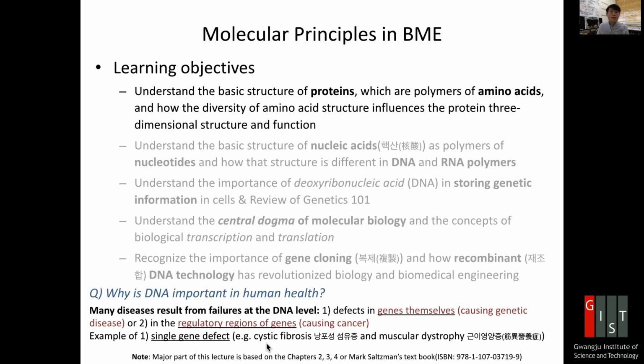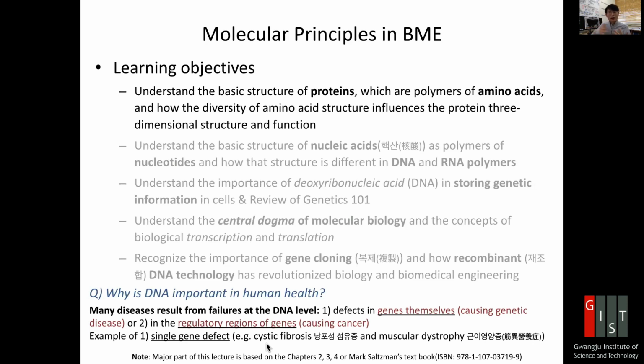Another example is muscular dystrophy. This is a genetic disease causing muscle weakness. Another example is Huntington's disease, which is also caused by a genetic defect. The problem of this genetic defect is that all of the affected cells have the defect, so we cannot produce a functional protein properly, and that affects the patient. And it's not a very easy problem to solve.